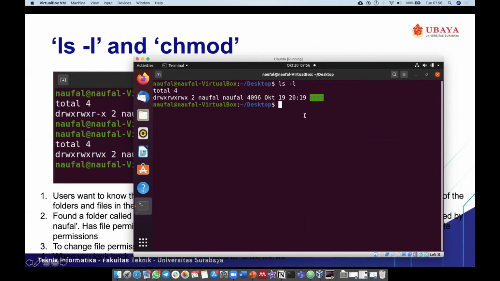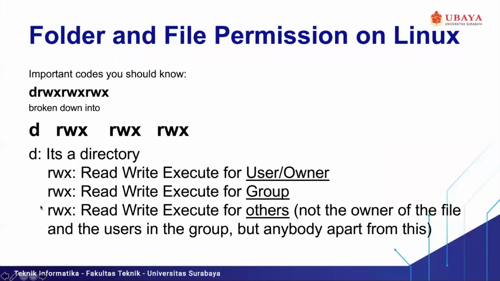As you can see right here, there is one directory, test, inside my desktop directory. The permission access of the test directory is drwxrwxrwx. I will talk about it later after this. The user who created the test directory is Naufal, and the person who last updated the test directory is also Naufal. It was last updated on October 19, 2019.